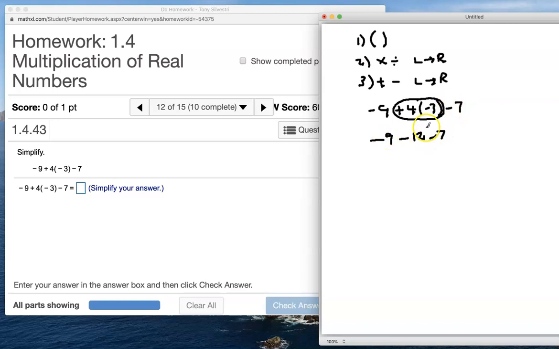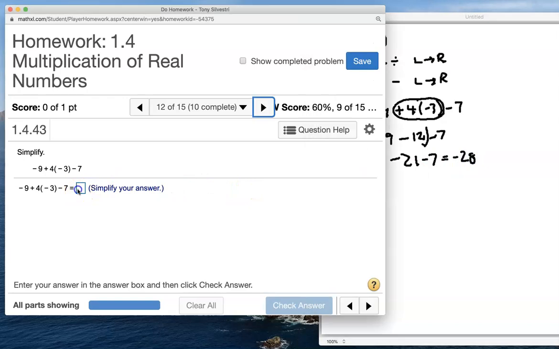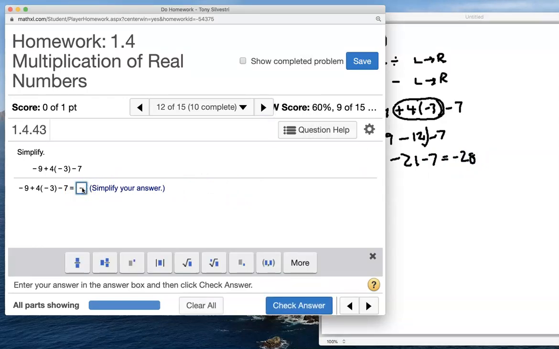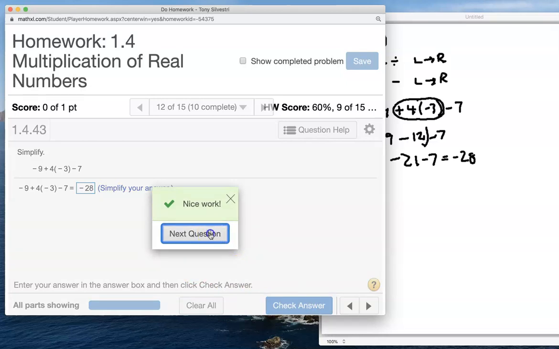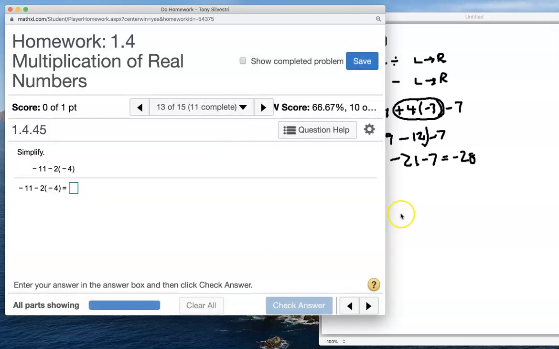Now you do left to right order. Subtraction. Minus 9 minus 12 is going to be what? Plus a negative. That'll be negative 21. Minus 7, plus a negative, minus 28. Should be minus 28 is the answer. Nice. 3 more problems and we're done.